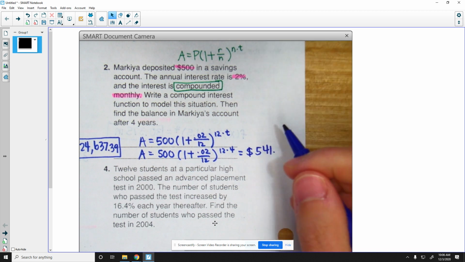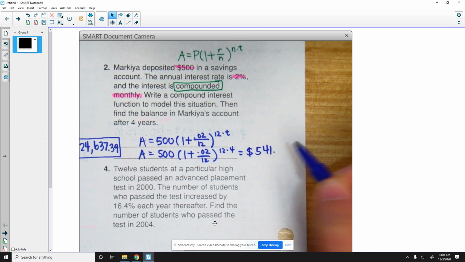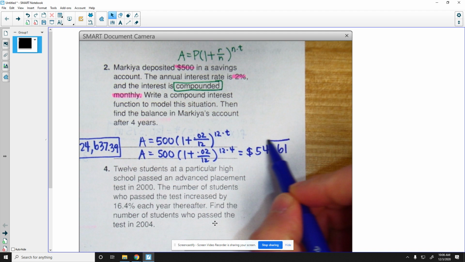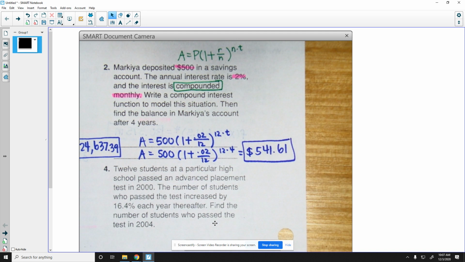Owen, go. 541.607. So 0.607, but it's cents. So you can't. 61 cents, 60 cents. I would really say 61 cents as well. Owen, come on up. Good job.